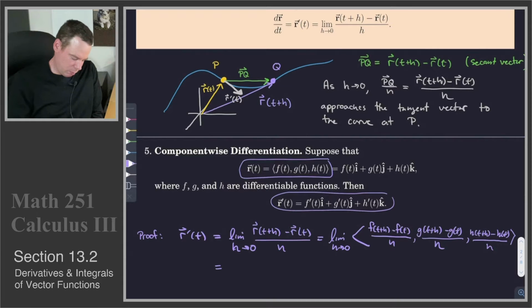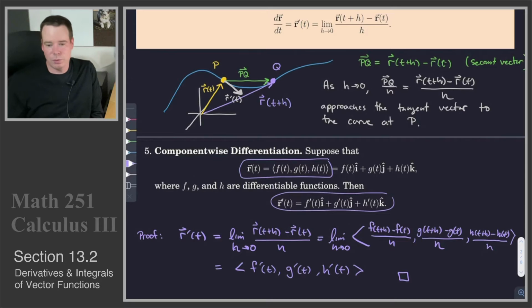The limit of the first piece, that's just the definition of the derivative, f prime of t. And the limit of the second piece is g prime of t. And the limit of the third piece is h prime of t. And so that's the end of our proof, and that shows that we can compute the derivative by just doing derivatives of each of the individual components.